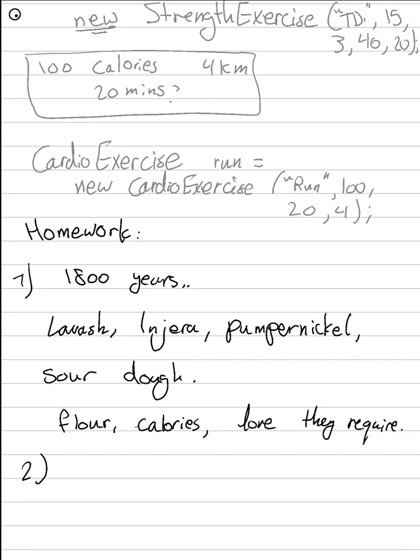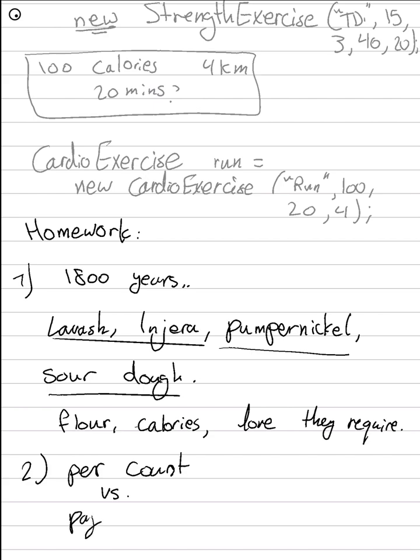Perfect. Then the second part of this problem is that the difference between bread is when you buy them. So for lavash and injera, you buy them per count. So I would like one injera or one lavash, let's say. But for pumpernickel and sourdough, you have to weigh them essentially and pay per pound or per kilogram or whatever unit the country you're in uses.